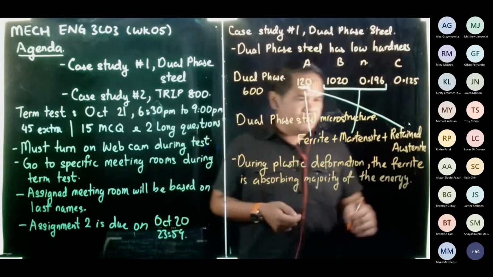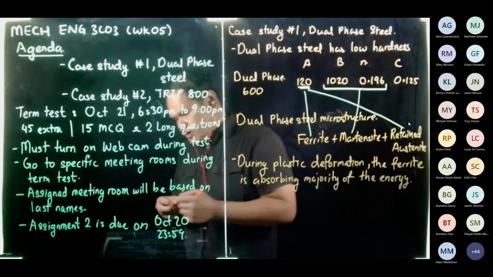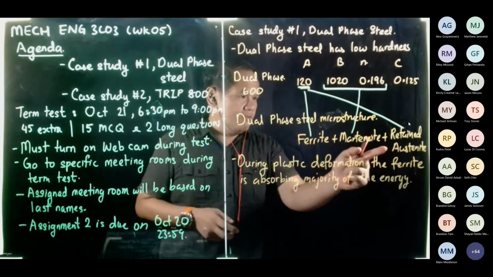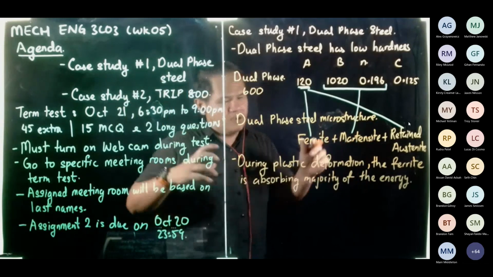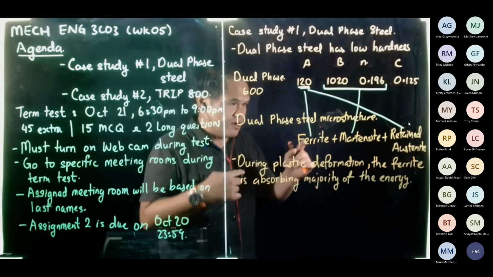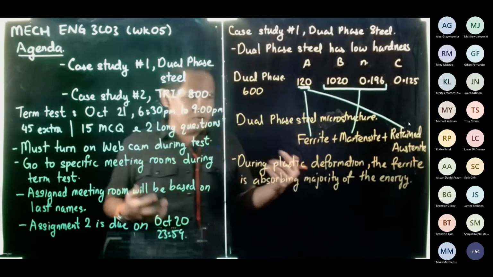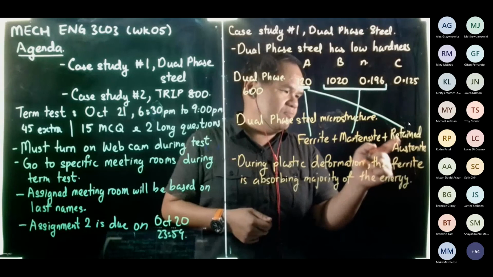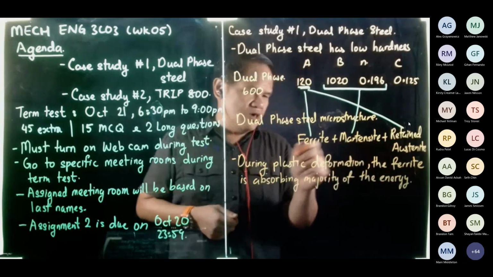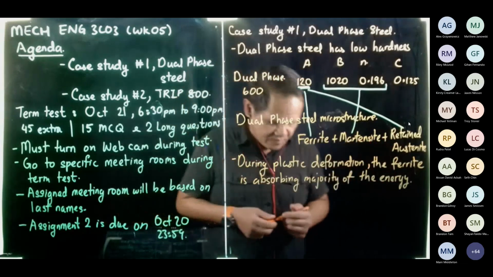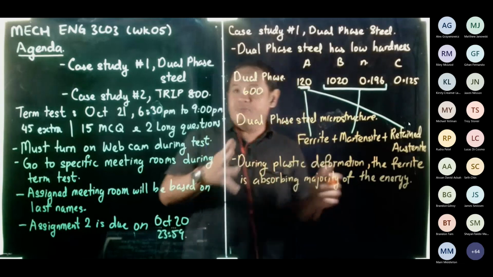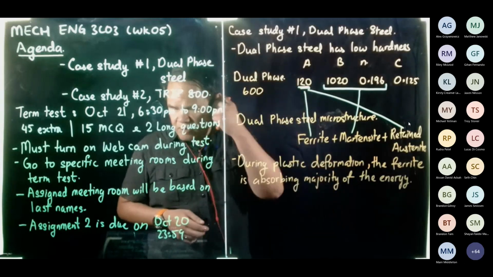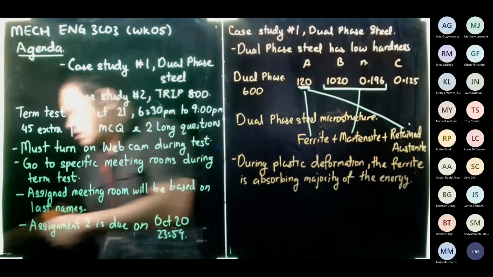Now, some of you might ask me, Eugene, retained austenite, isn't it soft? Yes, retained austenite is also soft, but upon impact or upon stress, the retained austenite will transform into a different microstructure. Okay, and there's not enough. Down here, the percentage is low. This is much higher. The ferrite percentage is much higher. Okay. So this is the background of material number one, or case study on dual phase steel. Okay, so this is the background.